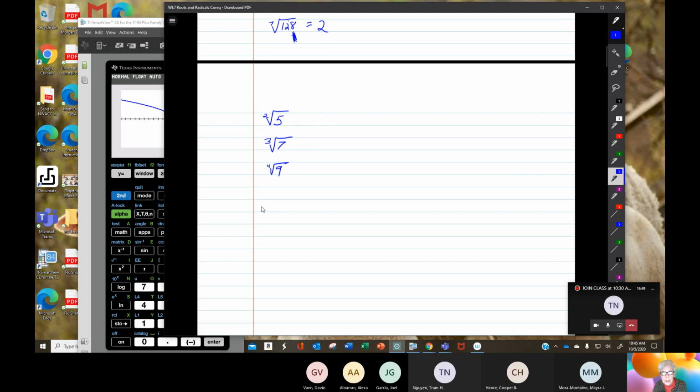There's another way that you can write this. And it's all dependent on what the power is in there. So 5 is just 5 to the 1, and 7 is just 7 to the 1, and 9 is just 9 to the 1. So another way to write this is 5 to the 1/2 power, and 7 to the 1/3 power, and 9 to the 1/4 power.